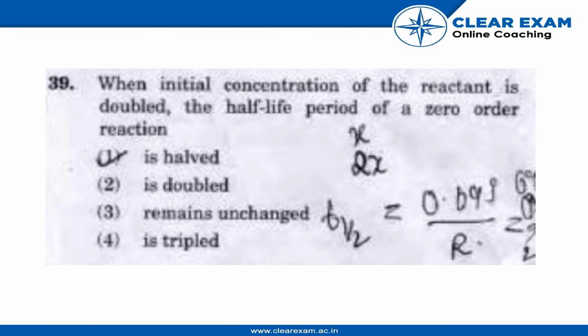The question is, when the initial concentration of the reactant is doubled, the half-life period of a zero-order reaction is. The half-life period is doubled. Answer 2, option 2 is correct. Check the next slide for explanation.